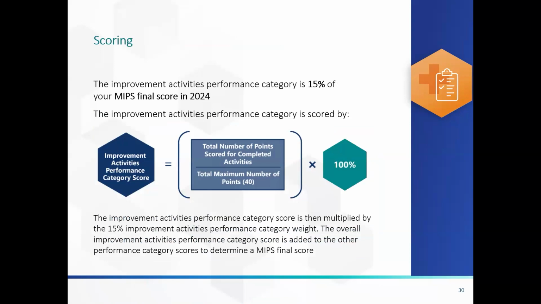Next slide, please. The Improvement Activities Performance category, again, is 15% of your total MIPS final score in 2024. And the Improvement Activities Performance category score is calculated by dividing the total number of points scored for all completed activities by the total maximum number of points, which is 40, and multiplying by 100. The overall Improvement Activities Performance category score is added to the other performance category scores to determine a MIPS final score.